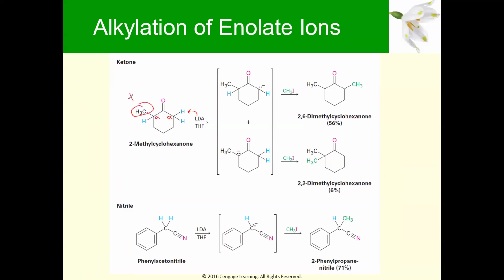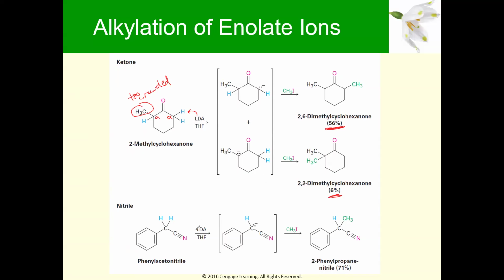This makes it more crowded. It's too crowded for that LDA to approach this alpha position. So it preferentially removes one of these hydrogens just because they're more available. That's why we get 56% of the product when it removes one of those hydrogens, and only 6% of the product when it removes the hydrogen from that other alpha position. So it does happen. You will get a mixture of products, but it happens much more with these two hydrogens on the right because they're more accessible and easier to remove with the strong base.